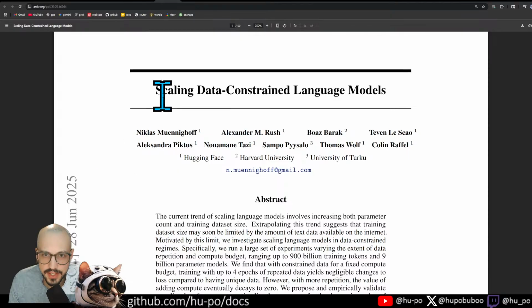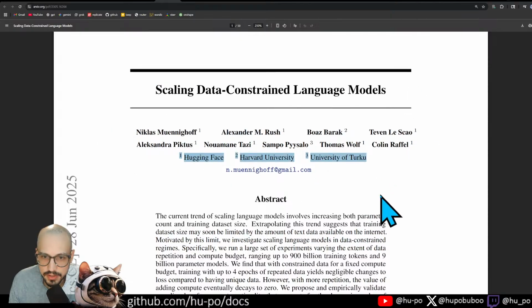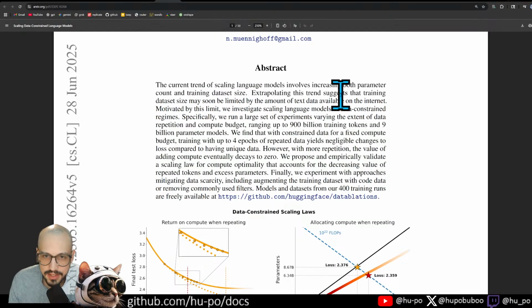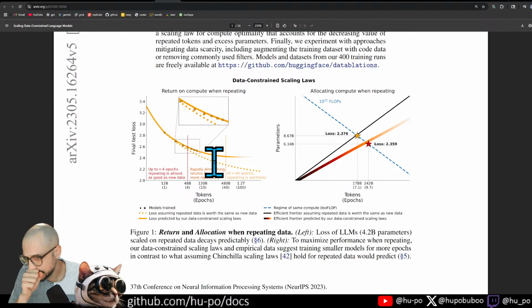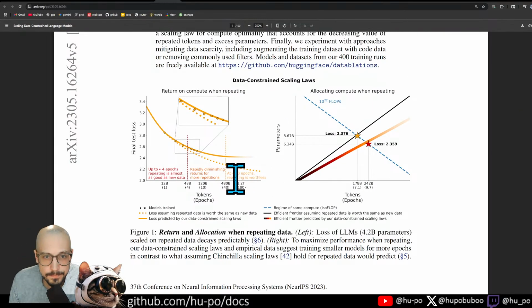28 June 2025, Scaling Data-Constrained Language Models, from Hugging Face and Harvard. Extrapolating this trend suggests that training dataset size may soon be limited by the amount of text data available on the internet. We investigate scaling language models in data-constrained regimes. We find that with constrained data for a fixed compute, training up to 4 epochs yields negligible changes to the loss. So you can train 4 times on the internet.